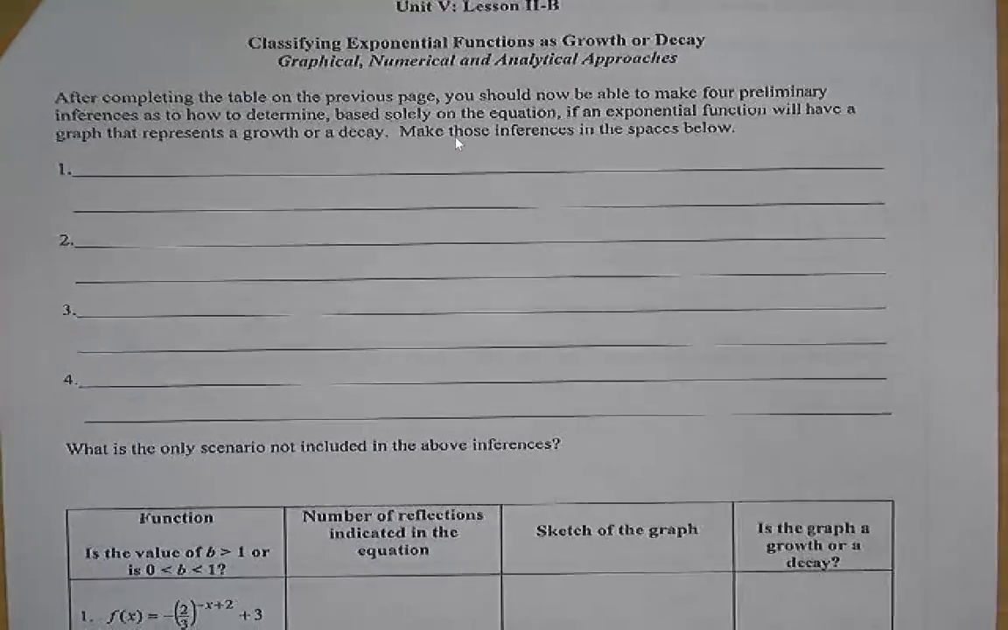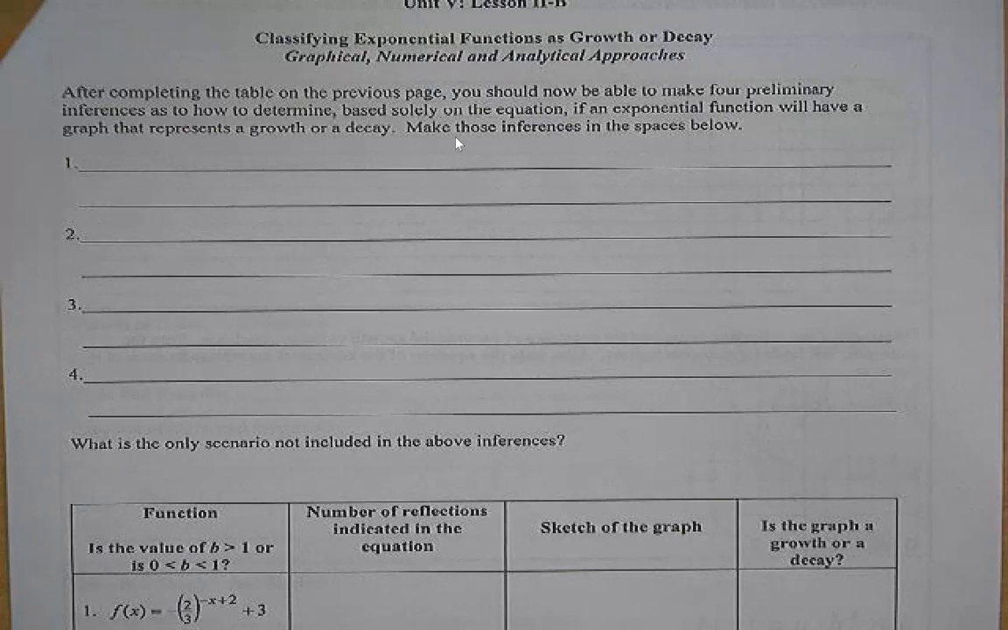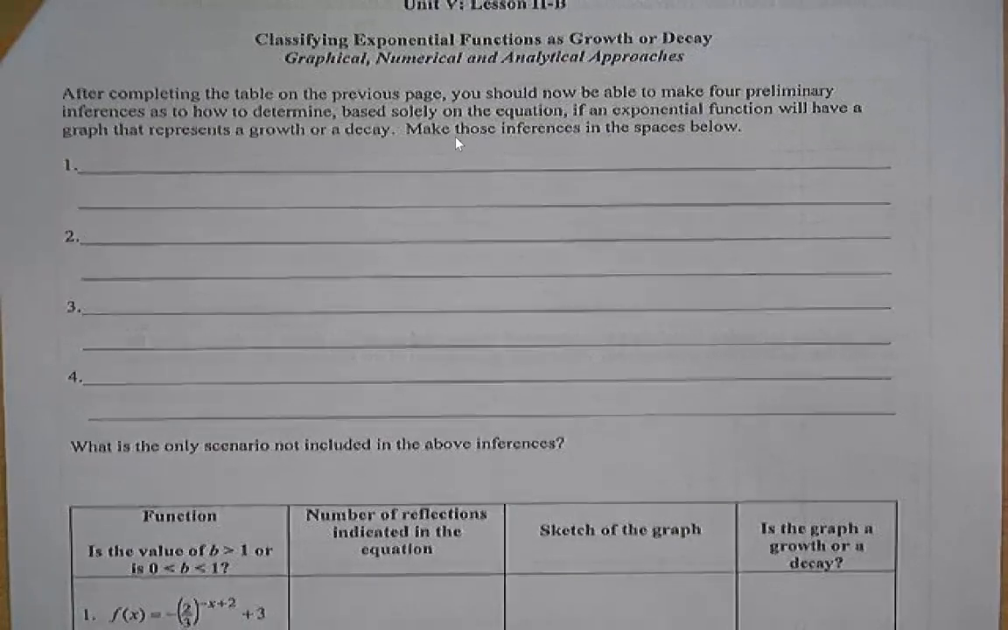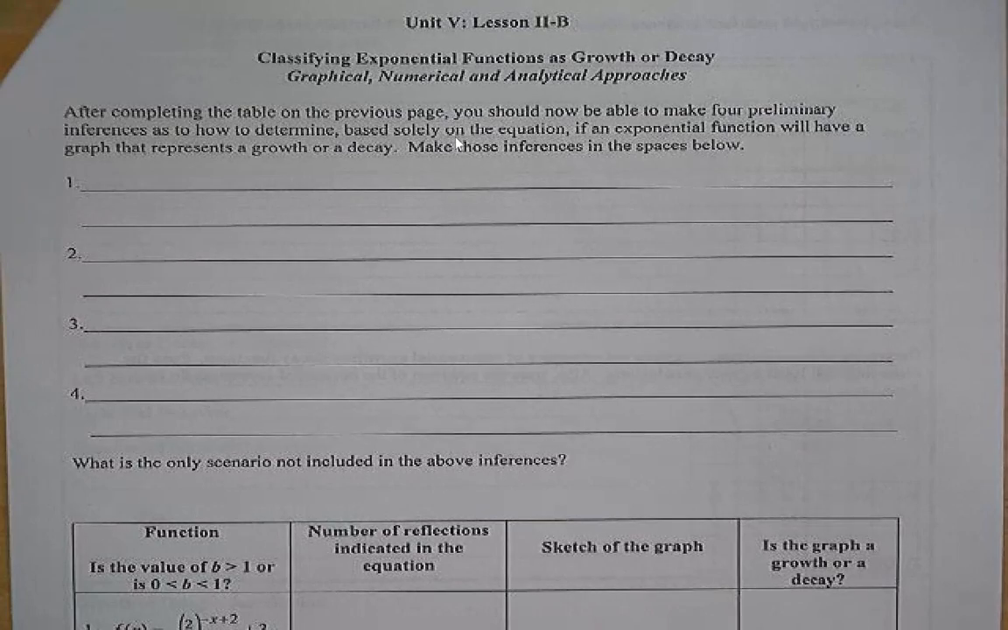So on this next page, we can kind of summarize what we have learned here. So this is the start of Unit 5, Lesson 2, Part B notes. And it says, after completing the table on the previous page, you should now be able to make 4 preliminary inferences as to how to determine, based solely on the equation, if an exponential function will have a graph that represents a growth or a decay.